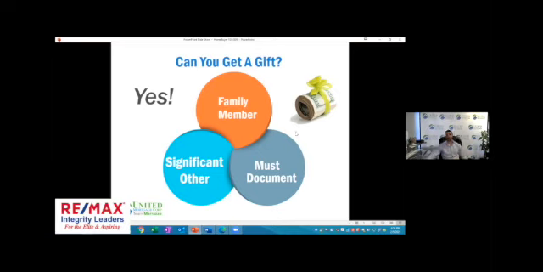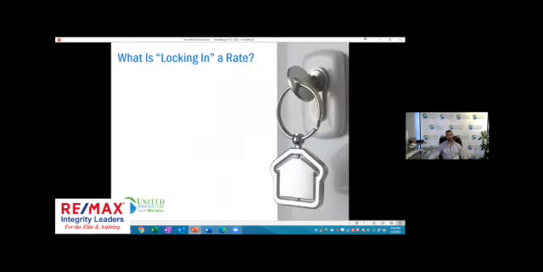So gifts are always crucial. It always helps out. Locking in a rate, I'll go over this really quick. Some people like to lock in at the beginning. You're going to hear that, again, what's the rate? Can we lock in right away? Some people like to lock in right away.